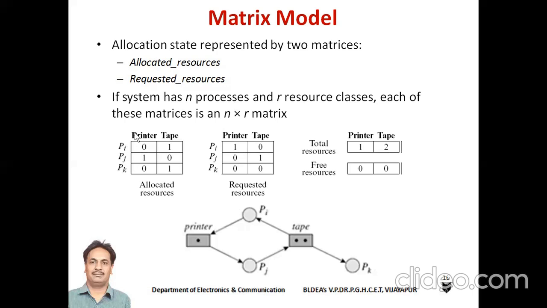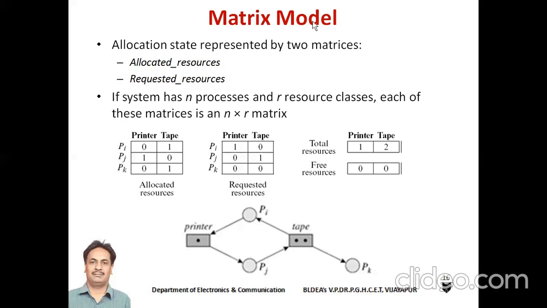Okay, students, here we have an example. Assume that you have a resource request allocation graph as shown in the diagram. If you look at the diagram, we have processes Pi, Pj, and Pk, and we have two classes of resources, printer and tape. We have one printer, which is indicated by one thick dot, and we have two tape resources, which is indicated by two dots in this tape resource. Now let us see how to represent this entire information by using the matrix model.